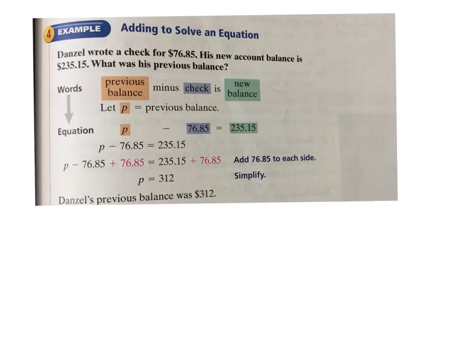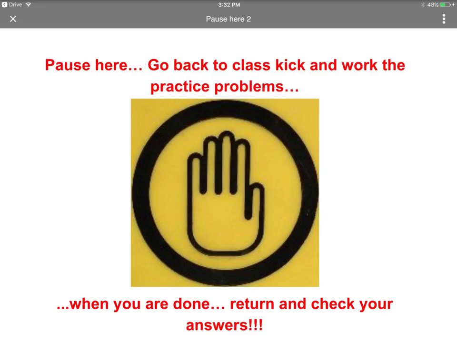Most of you knew you're going to add these two numbers together anyway, which is really what you're doing. You add $76.85 to both sides. So you're really adding $235.15 plus $76.85, getting $312 even. Don't forget to label dollars. Pause, go ahead and head on to class kick, and you work a couple. I'll be watching. Come back here to check them.